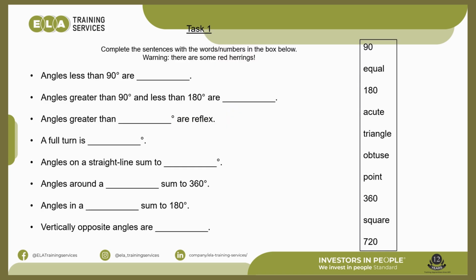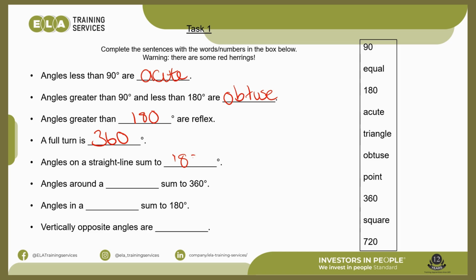Let's do a little recap. Angles less than 90 are acute. Angles greater than 90 but less than 180 are obtuse. Angles greater than 180 are reflex. A full turn or around a point is 360 degrees. Angles on a straight line add up to 180.